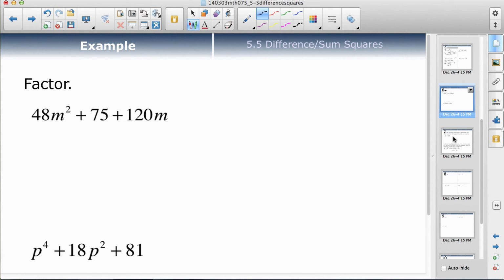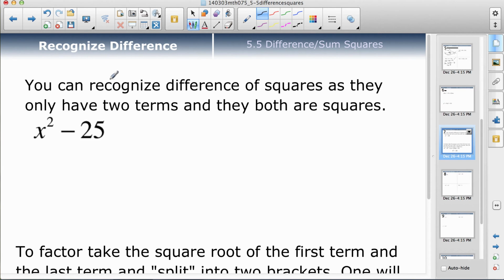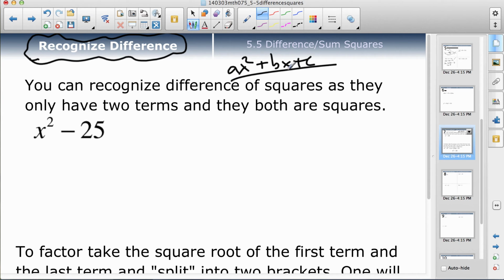There's another couple, but you could try those later if you want. Okay, the other one is something called a difference of squares. And this is the one that's a little bit funny, because in this case I only have two terms. Usually I have an x squared, like ax squared plus bx plus c, always three terms. But in this one I have something squared, but then there's only two terms.